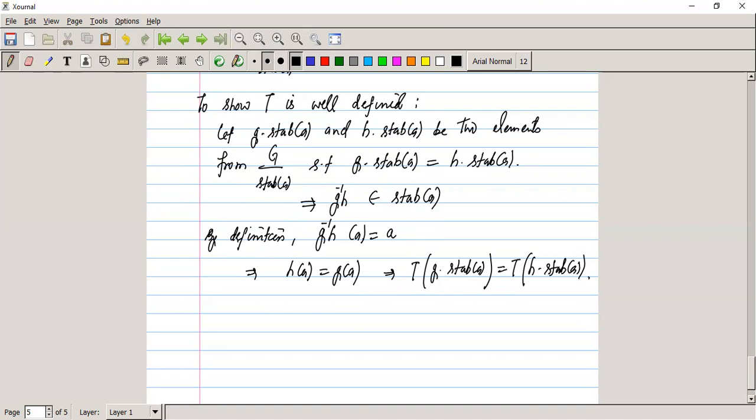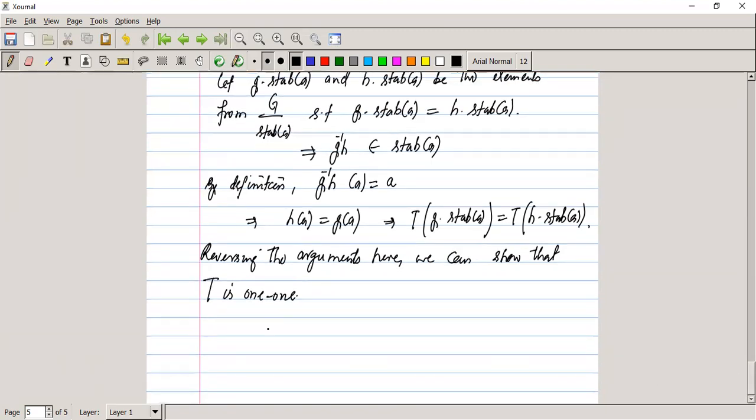Now we can reverse the arguments here and show that the mapping T is also 1-1. Now the last thing that needs to be proved is that T is onto. Now let J belong to the orbit of I.